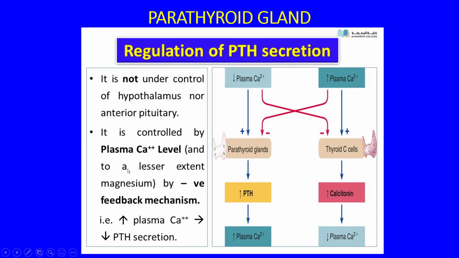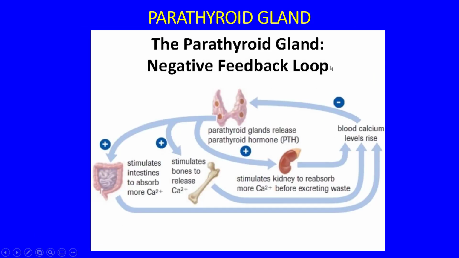Plasma calcium goes up, PTH secretion goes down. Okay? And you can see when plasma calcium levels go down, you're going to have a release of parathyroid hormone. Plasma calcium goes up, and at a certain point, the thyroid C cells will be releasing increasingly the calcitonin, and then that's going to bring the plasma ionic calcium levels in the blood back down some. And here is another example of the negative feedback loop.